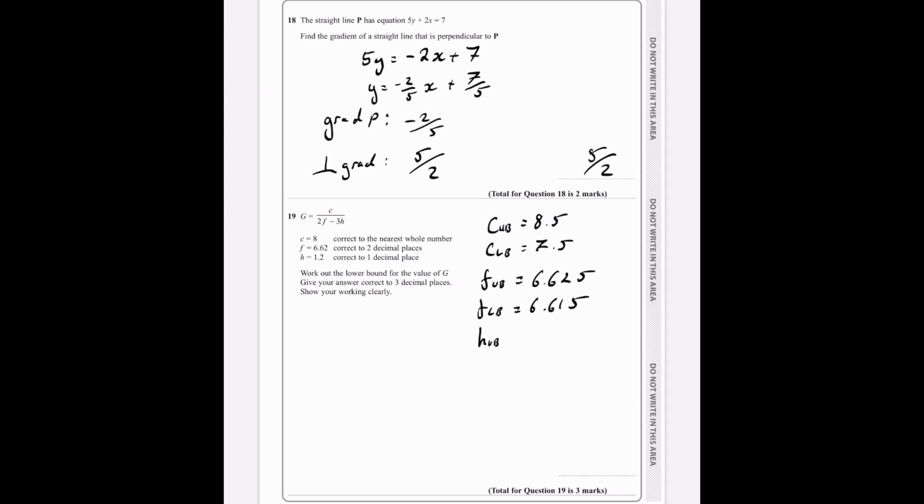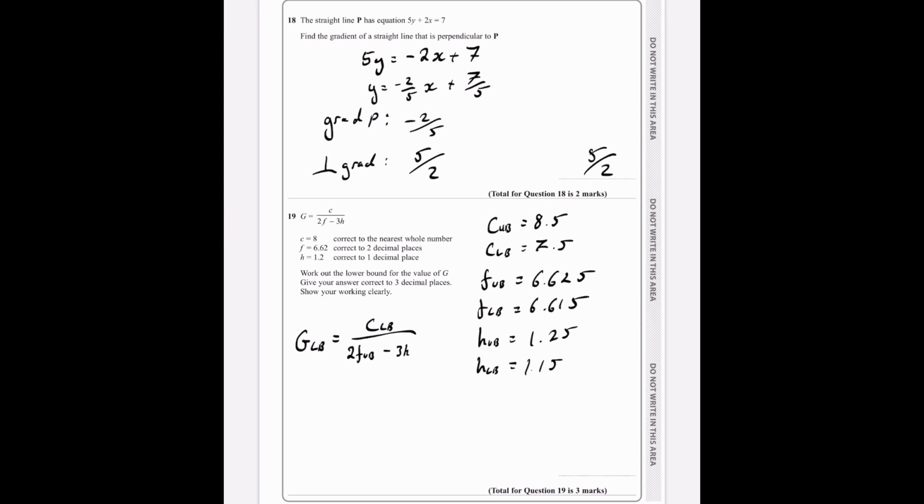For H, upper bound of H, 1.25, lower bound of H will be 1.15. Then we want the lower bound for G. Now, to get the lower bound of G, essentially we're trying to make this as small as possible. So we want the numerator to be as small as possible, and we want the denominator to be as large as possible, because we're dividing by it.